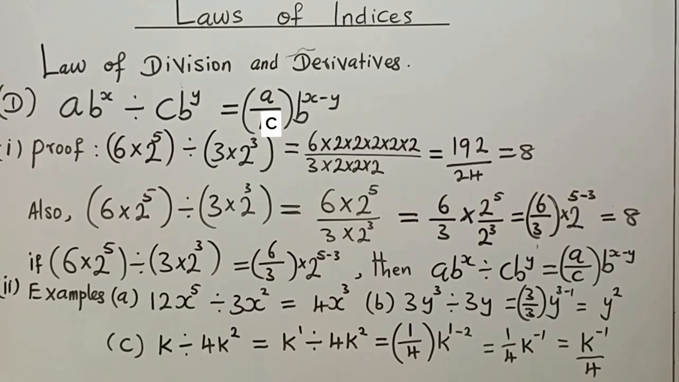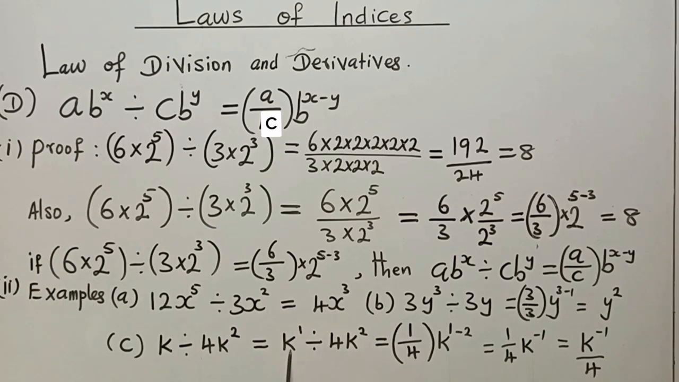Example C goes this way. This is k divided by 4k to the power 2. Before we proceed, let us recall that this k is the same thing as k to the power 1 divided by 4k to the power 2. Again, recall that there is something here unwritten. It has a coefficient of 1 but not written. But in practice, we're going to include it. That means that 1 is here. So when 4 divides 1, it will give us this 1 over 4.